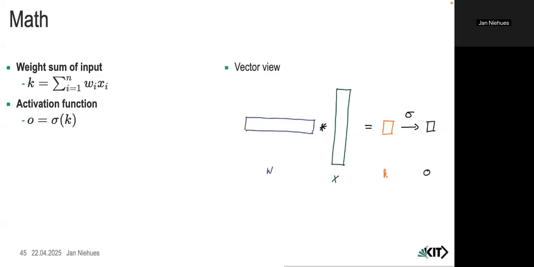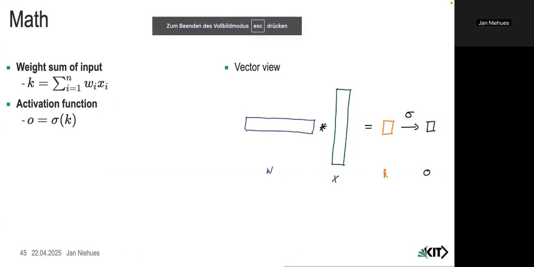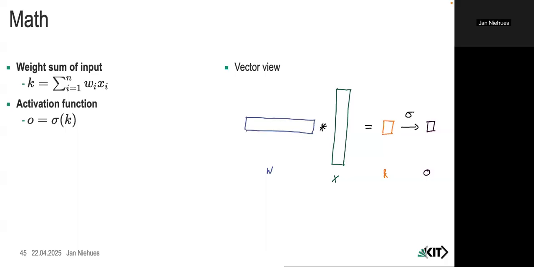So we calculate k as a weighted sum from 1 to n of wi times xi. So it's just the weighted sum, and then you apply the nonlinear function on top of it. This is the normal type of calculation. This is also maybe how you would implement that if you're running it on a CPU. You would do nicely a for loop, which goes over it, and that's it.